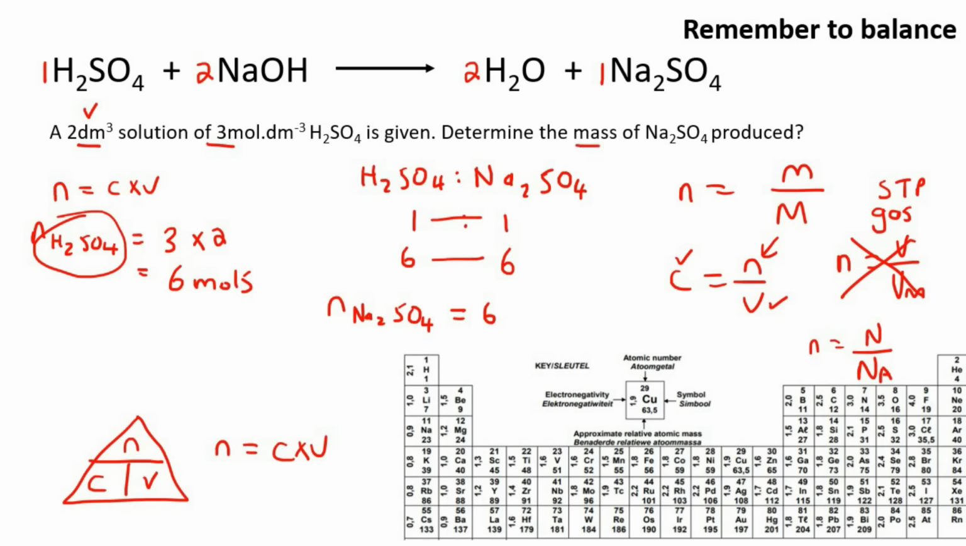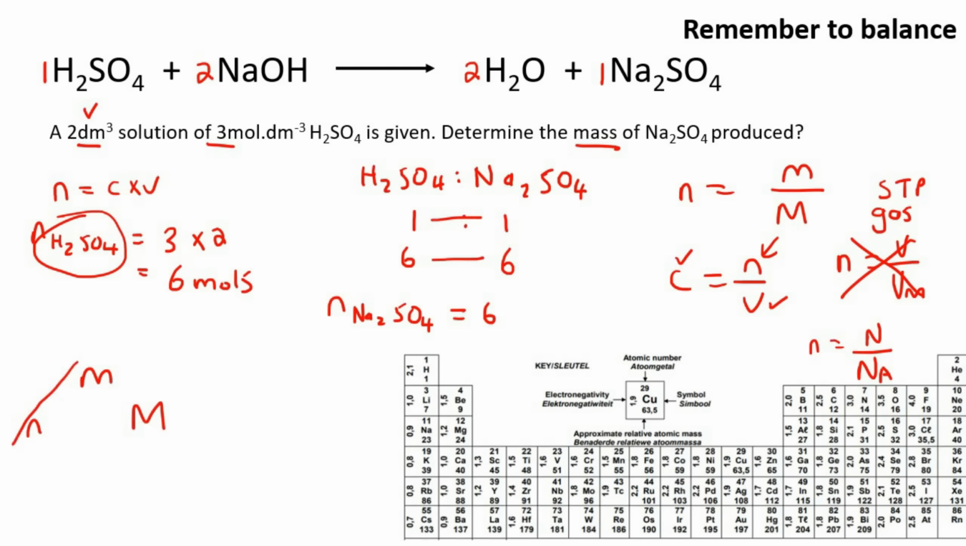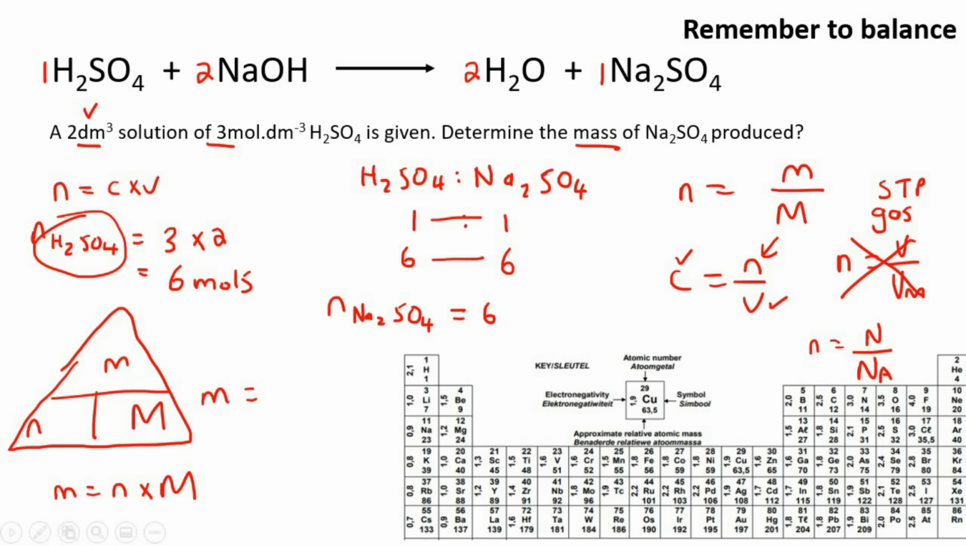Now they want us to find the mass. So we could now use this formula over here. If you had to make that into a triangle, this one's at the top. Sometimes my triangles come out so ugly. There we go, that's not too bad. So if you're trying to calculate this m over here, you would say m is equal to n multiplied by capital M. And so the mass would be equal to the number of moles, which is 6, multiplied by capital M, which is molar mass, which you get on the periodic table.